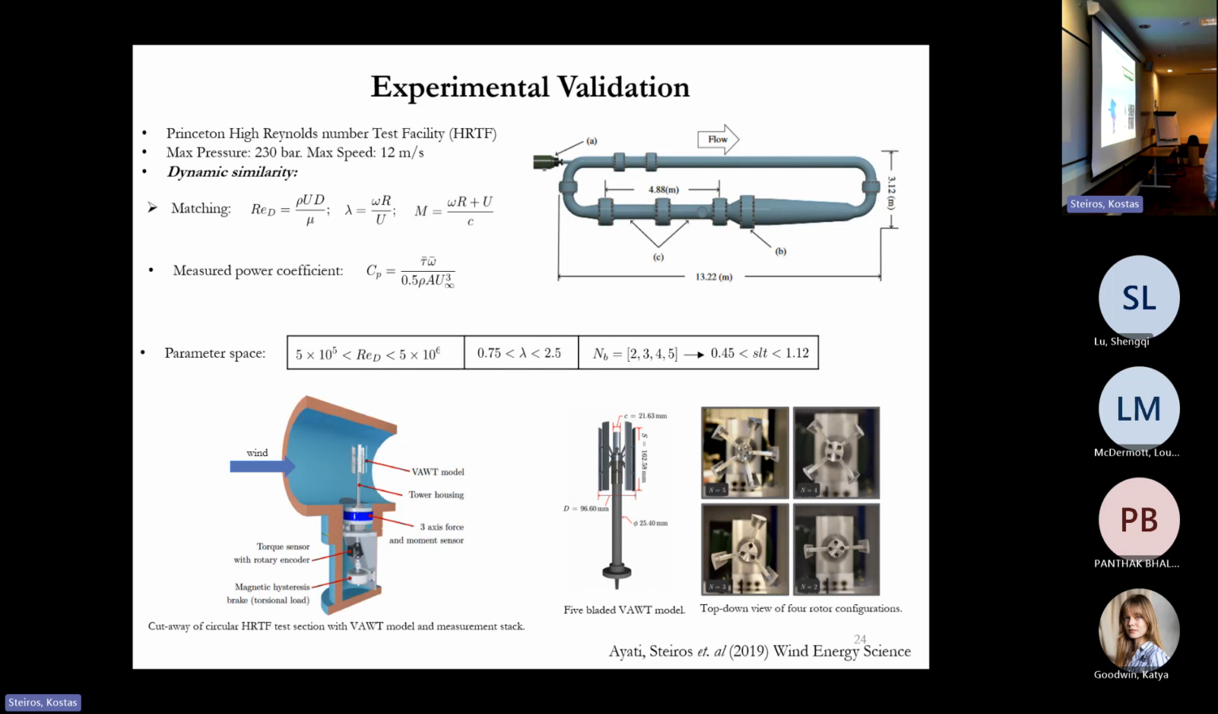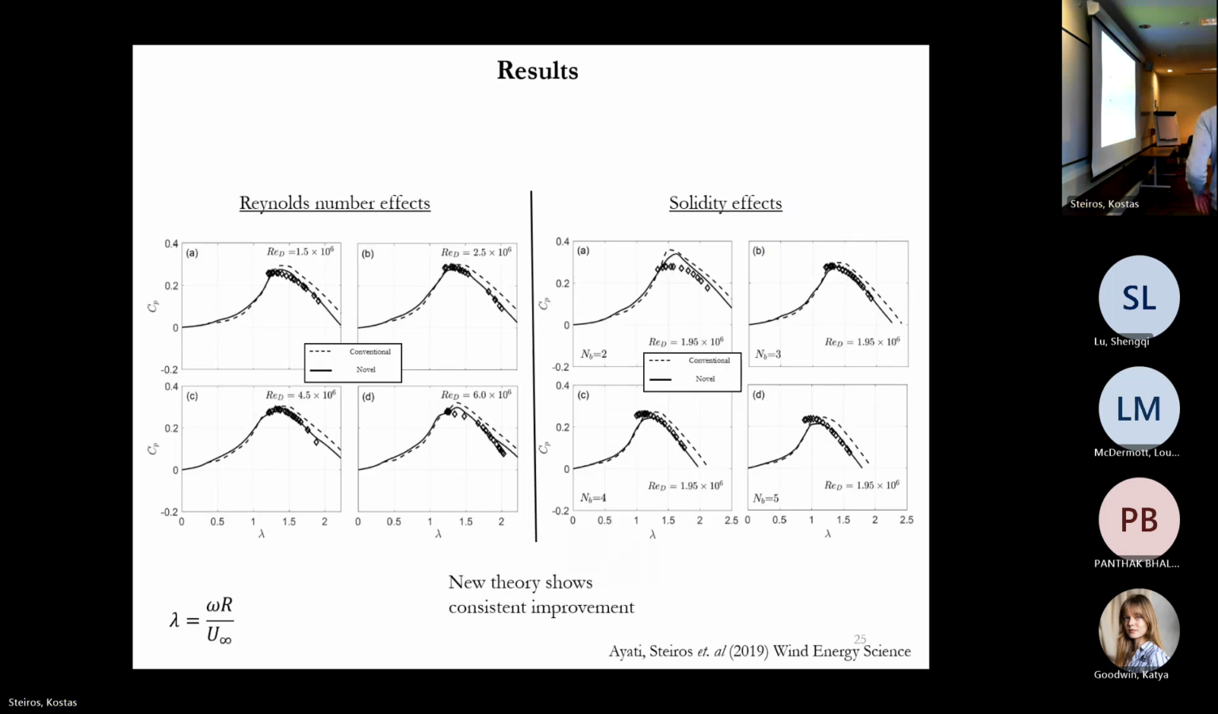wind turbines of 2, 3, 4, and 5 blades, right? So these are the wind turbines we tested, and this is a cutaway of the facility, of the section of the wind tunnel. Here is the vertical axis turbine, and here is the measurement stack, right? So the torque sensor, the hysteresis brake to control the rotational speed, and there is a force balance for the process. All right. So for that, we could get, and these are the results.